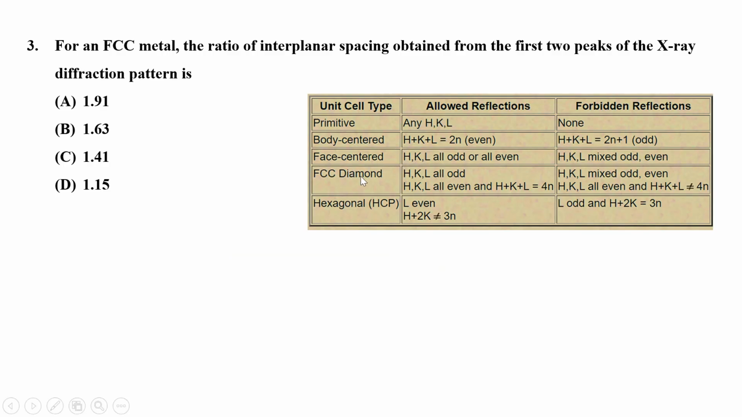So in case of FCC diamond cubic, HKL should be all odd or all even. If it is all even, suppose it is a number like 200 or maybe 240, etc., there is a condition that their sum should be equal to 4 times n. Usually for GATE examinations, they will ask only simple cubic, BCC and FCC. FCC diamond is very seldom asked, and HCP I have not seen any questions in previous years at all. So usually it's better to remember these first four rows.